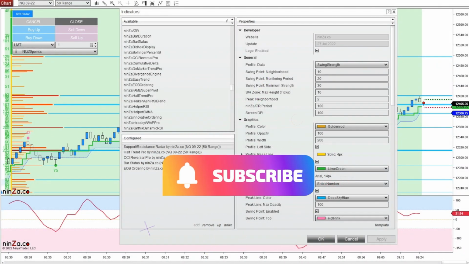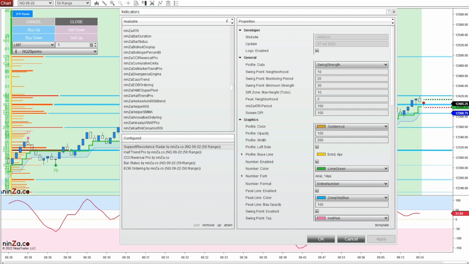Today I wanted to go over how it's possible to combine a few of NINZA's indicators to create your own kind of trading system, totally personalized to what markets you trade, what time frames you trade. Basically, I'm going to be using one support and resistance indicator, one trend indicator, and one oscillator.